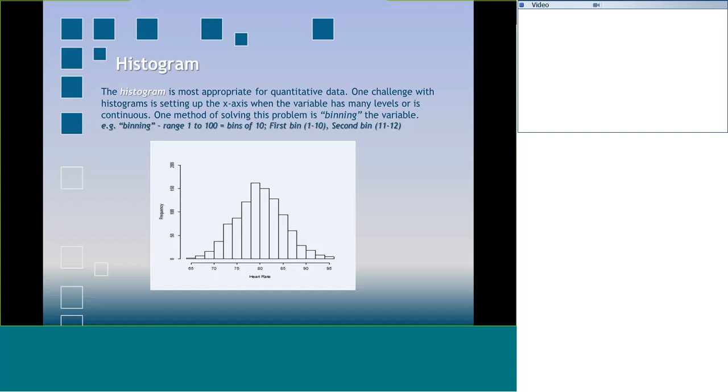Below, on this slide, we can see the histogram of the resting heart rate of 1,000 patients. This is an example of a normal distribution. It has a single mode of around 80 and is symmetric. The mean of this data is 79.98, which is very close to what the mode is.